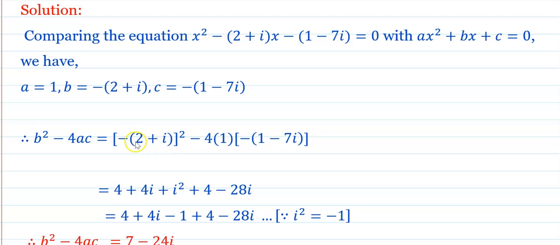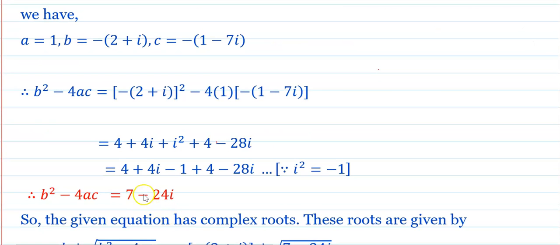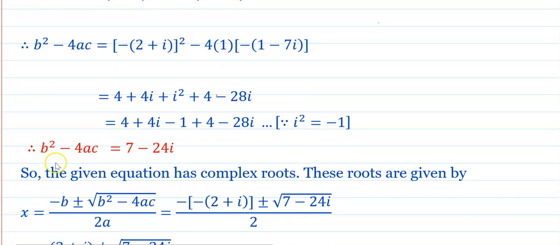Now here, (2 + i)² means what? That is 2², 2 into 2 into i, that is 4i, plus i². Next multiplication: -4 into this minus, that minus will become plus. 4 into 1, you will get here 4. 4 into -7, you will get -28i. The first term 4 is as it is, 4i, i² is -1, plus 4 - 28i. Now here 4 + 4 is 8, 8 - 1 is 7, 4i - 28i, then you will get -24i. Therefore, the value of b² - 4ac is 7 - 24i.